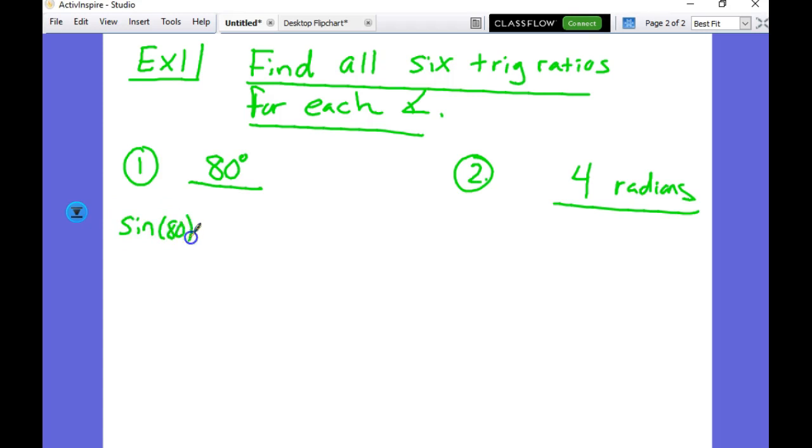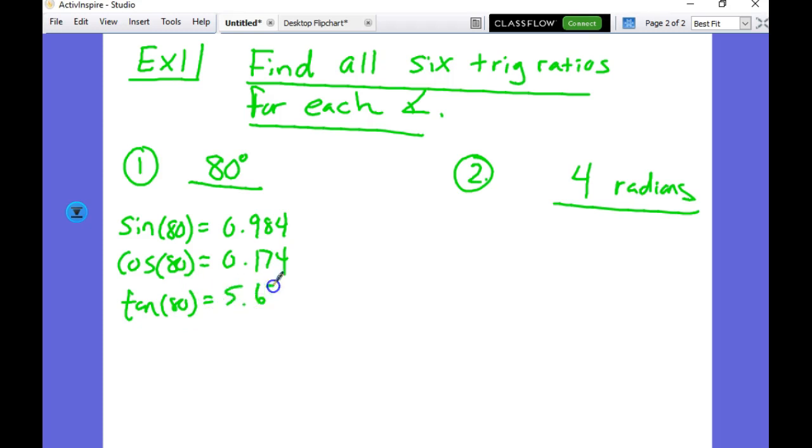Let's do sine of 80. And you guys just punch it in your calculator. It's pretty straightforward. We don't have much work to do there. So sine of 80 is, and we're just going to take it up to the thousandths place, 0.984. Okay, let's do cosine as well. 0.174, and then tangent is equal to 5.671.